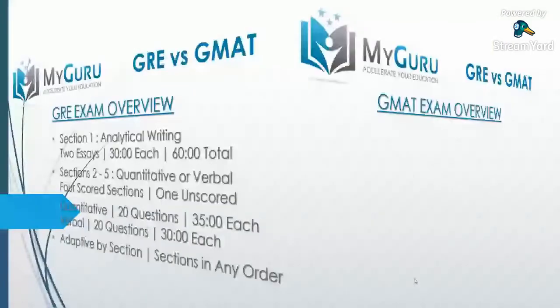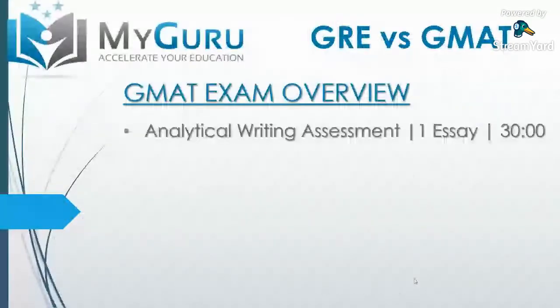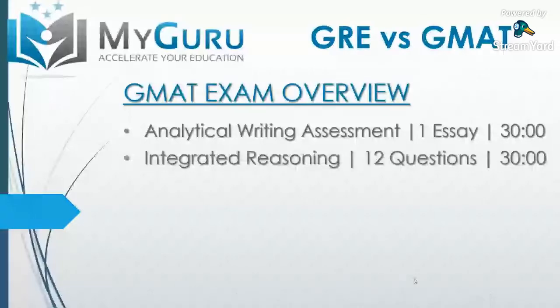Then the GMAT is going to have an analytical writing assessment, but only one essay, and it's only going to be 30 minutes. So the GMAT has a significantly less strenuous essay requirement, just the one essay as opposed to two. And that's because they instead use the integrated reasoning. The integrated reasoning is going to be 12 questions in 30 minutes, about two and a half minutes each. And these are all going to be your interactive questions where there are tables you can sort, tabs you can select, that sort of thing.